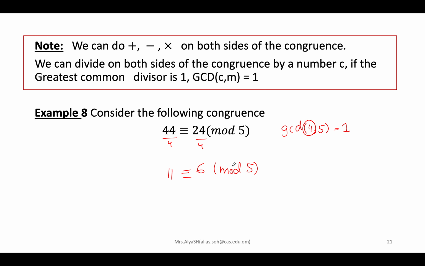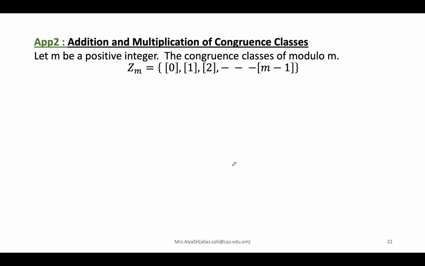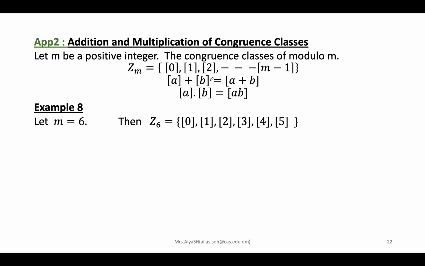Okay, now let's see the second application of congruence classes, which is addition and multiplication of congruence classes. Let m be a positive integer. The congruence classes of modulo m, we said, start from 0 till m minus 1. Now I can add two sets, getting the possible remainder of adding two sets, and I can multiply them. What do we mean by this?